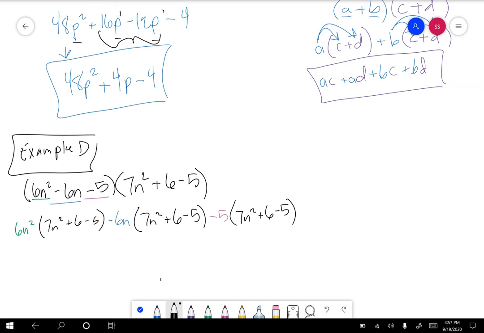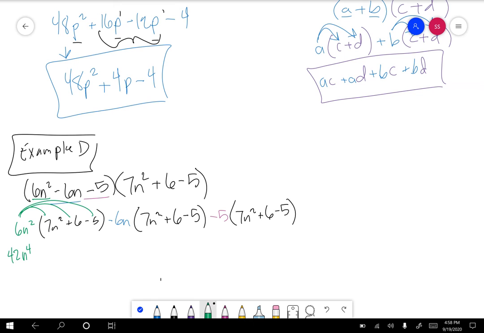There we go. So we have each term in this first polynomial multiplied by the second polynomial. Now we're actually going to distribute those. So essentially we're doing 6n squared times each of those numbers. So 6n squared times 7n squared. We're going to do coefficients first. So 6 times 7 will give us 42. N squared times n squared. Remember, you're going to add the exponents here. So it'd be n to the 4th.